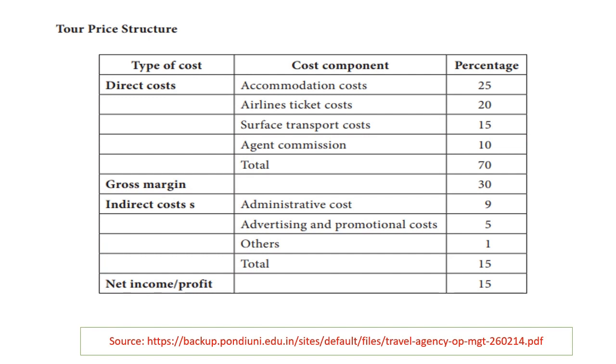Whereas indirect cost acquires administrative cost, advertisement and promotion cost and others. Altogether 15%. So gross margin is 15%, gross net income 15%, and indirect cost is 15%. Altogether we are getting gross margin 30% and indirect cost total 30%. Altogether, if we calculate, the 100% will come.